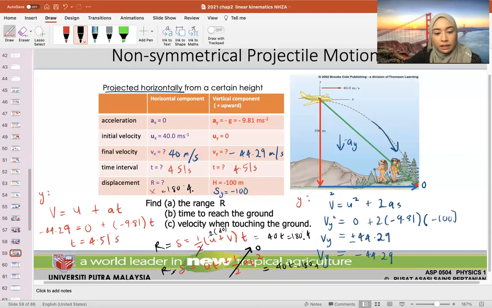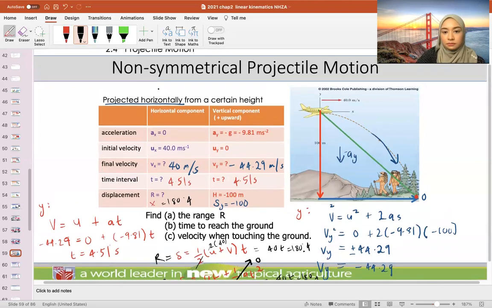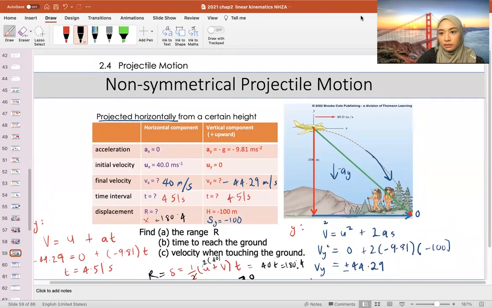Okay, so how do I find the velocity when touching the ground? This is a straightforward question. So what is the answer? What is our final velocity? I'm not asking about the x and y component. I'm asking about the final velocity vector. Magnitude. Okay, correct. So the magnitude equation is V equals the square root of Vx squared plus Vy squared.